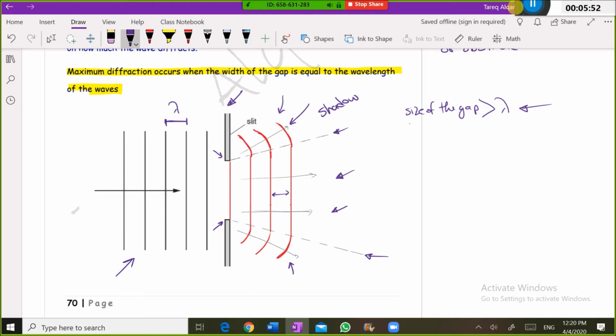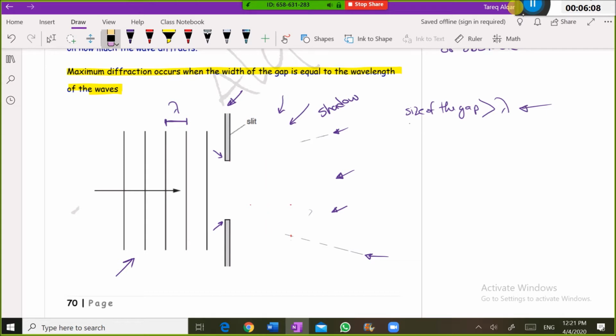You might be asked to draw the diffraction like this. Well, one question in 2008 only about this. Otherwise, we don't have any question like this. Okay. So how will I draw this?